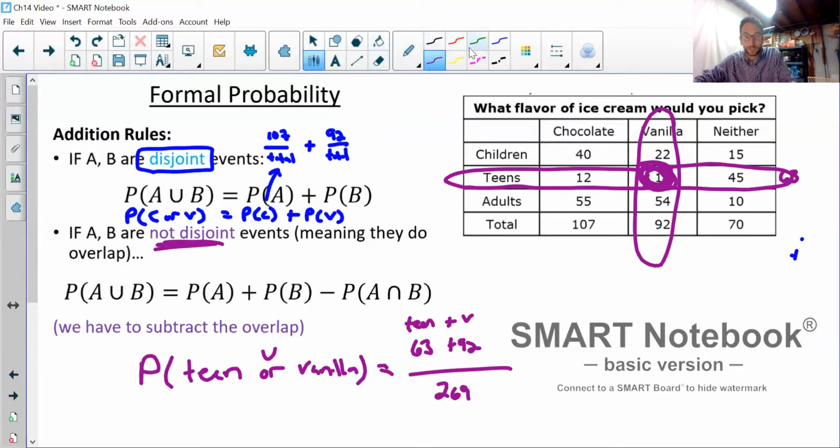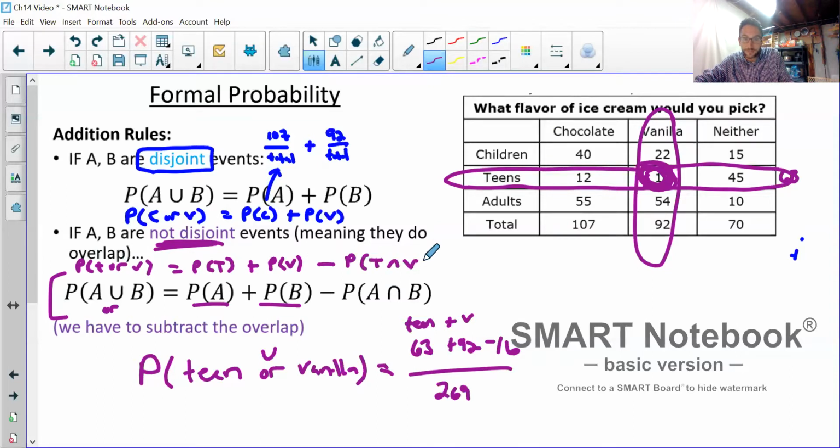So if we don't have disjoint events, we would write our formula for addition this way. The probability of A or B, like teen or vanilla, is the probability of teen, probability of A, plus the probability of vanilla, B, but then we have to subtract those 16 people who overlapped. So the probability of teen or vanilla is equal to the probability of teen plus the probability of vanilla, minus the overlap, the people who were teens and vanilla. So or means add, generally, but we have to pay attention to whether our events are disjoint or not. We always have to pay attention if there's an overlap because we don't want to count anyone twice.